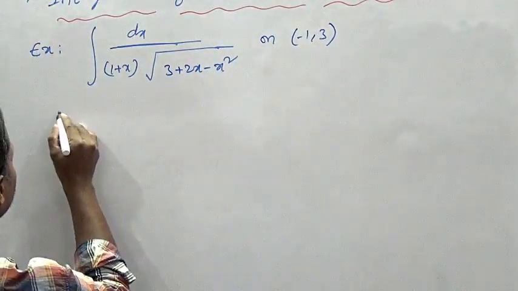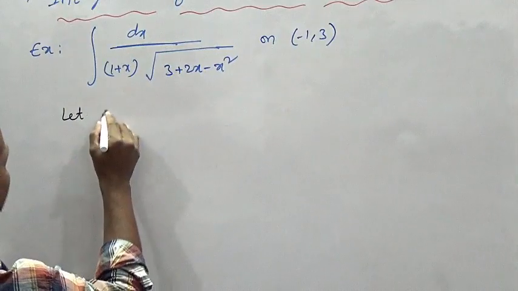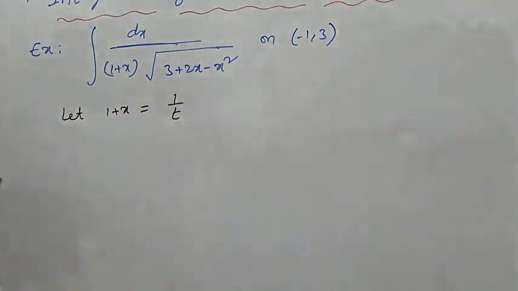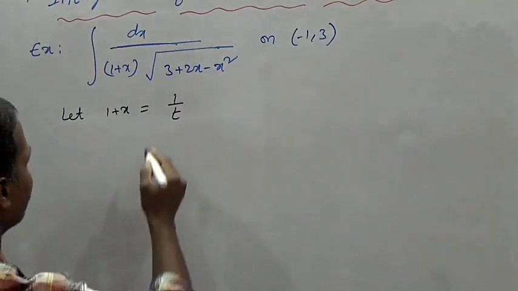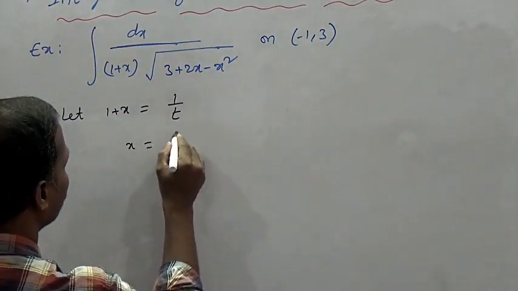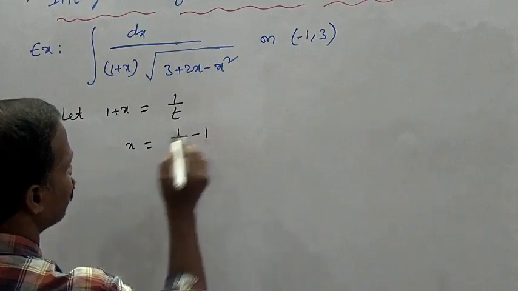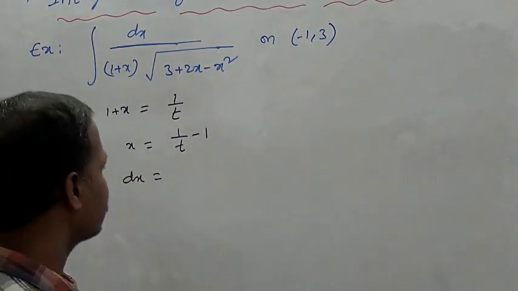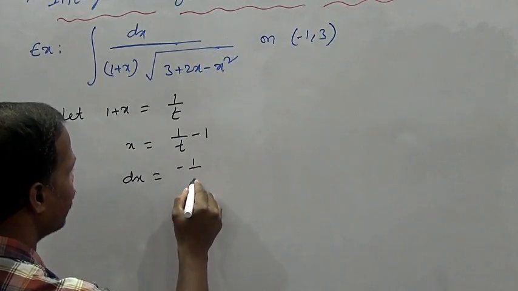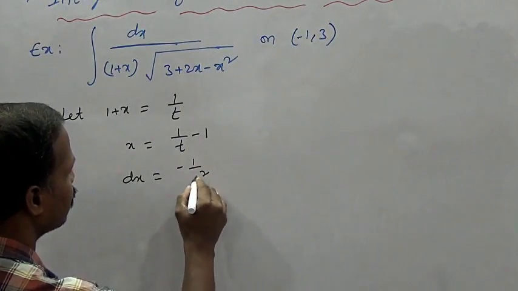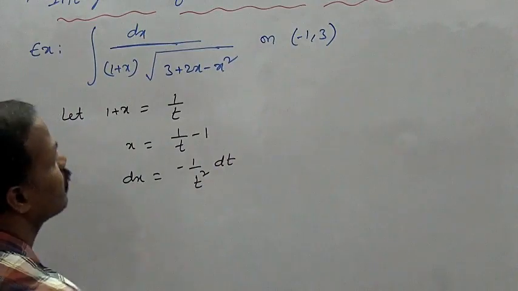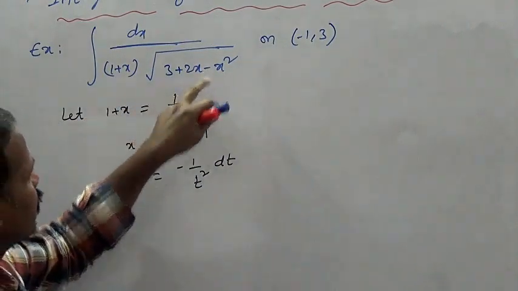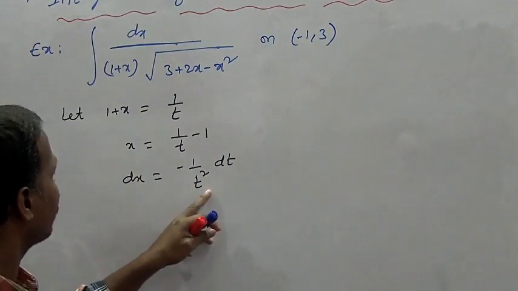So let 1 plus x equal to 1 by t. From this, x equal to 1 by t minus 1. Now what is dx? Differentiate with respect to x. dx equal to minus 1 by t square dt. Now substitute this x value in this function and the dx value also.